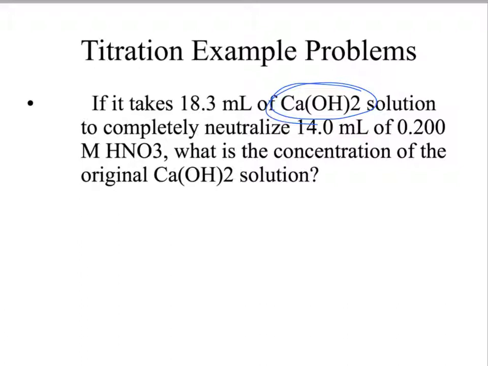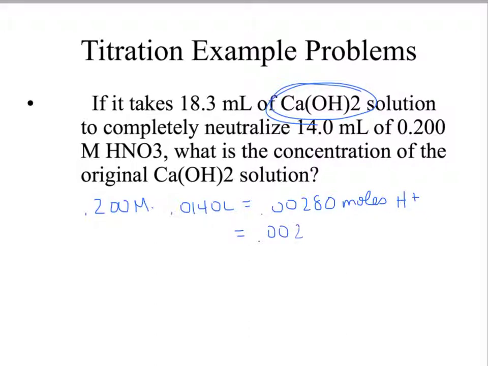So to solve for moles, we do 0.200 molar times 0.0140 liters, and that gives us, see if your teacher can do this in her head. No, she can't. That gives us 0.00280 moles of H+. So that's equal to the number of moles of hydroxide ion.